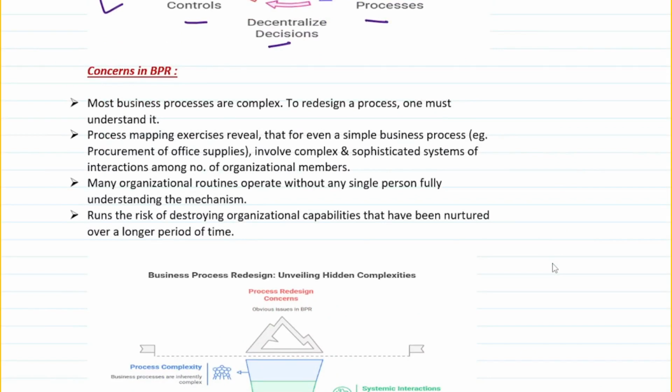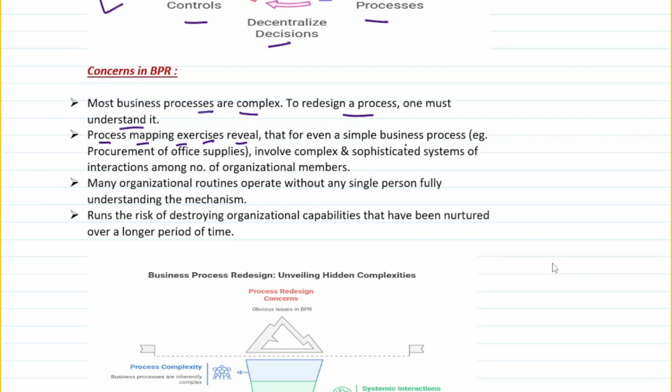The last part of the chapter is about the concerns in BPR. What are the various concerns in BPR? First of all, most business processes are complex. To redesign a process, one must understand it. So the complexity factor comes into play. Then it says process mapping exercises reveal something. There is something called a process mapping exercise. You have different processes, and you map them. So for that you undertake an exercise, and that is the process mapping exercise.